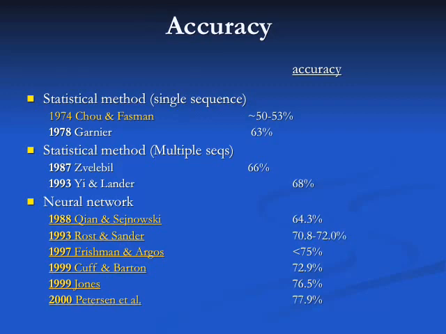Garnier has a little bit higher. Zvelebil, Lee, and Landers are a little bit higher, and some of the neural network methods are starting to approach the 70, 75, 80% range, so they're getting a little bit more accurate. All these methods are getting better as we get smarter about the mathematics and the chemistry.